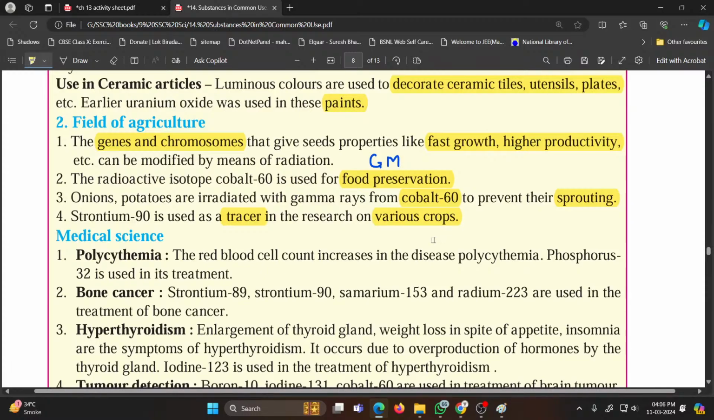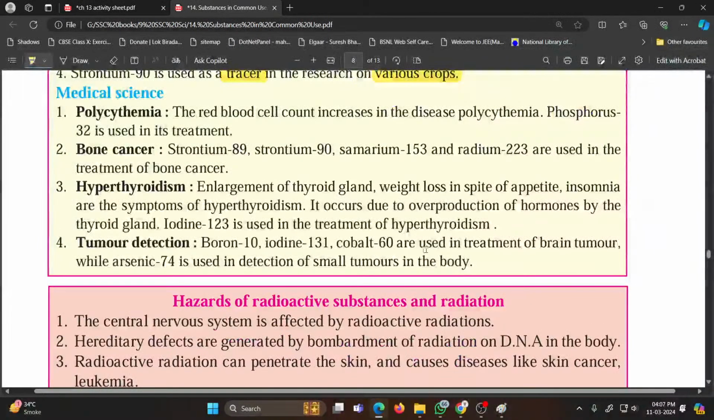One is the genetically modified crop seed production, and they are made for fast growth, higher productivity, etc. Then cobalt 60 used for food preservation. Cobalt 60 to prevent sprouting of onions and potatoes. Strontium 90 used as a tracer in the research of various crops.